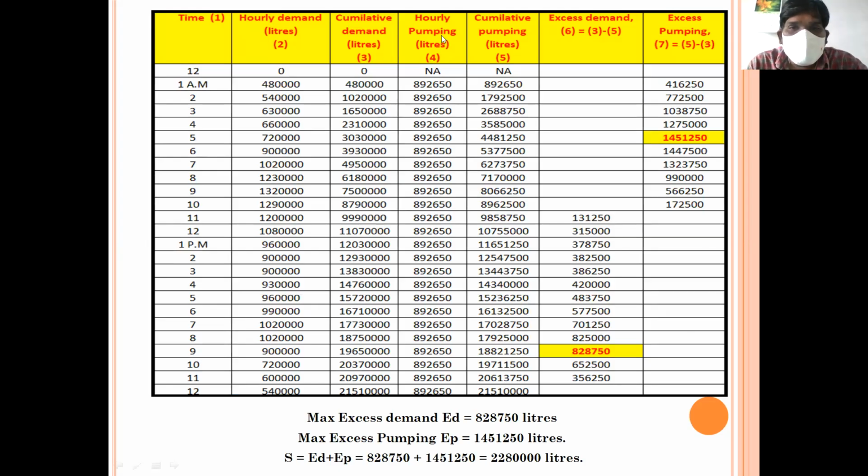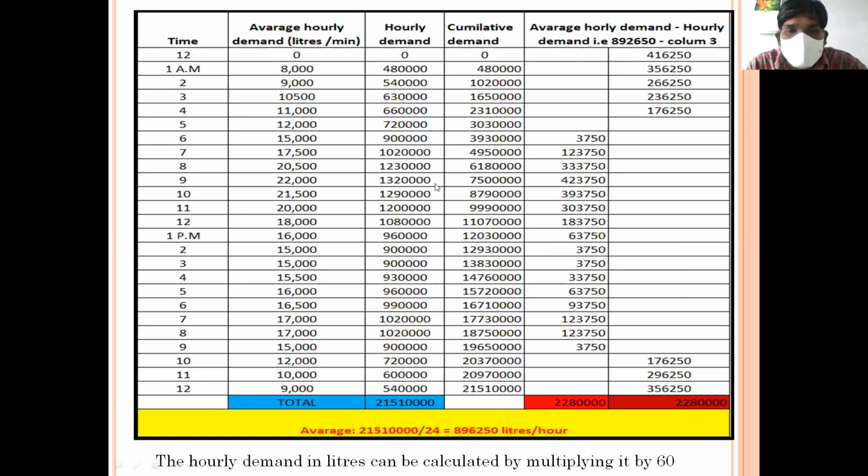See here, this is pumping. Average pumping. What is average pumping? What is the average pumping that we need? 8,96,250. But what is the demand here? 9 lakhs. And what we should do, so the pumping is 8,96,250 and the demand is 9 lakhs. So still we are in demand. We are in need of 3,750. Understand?